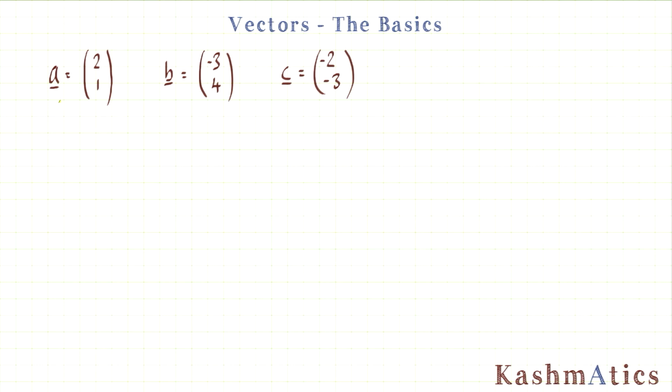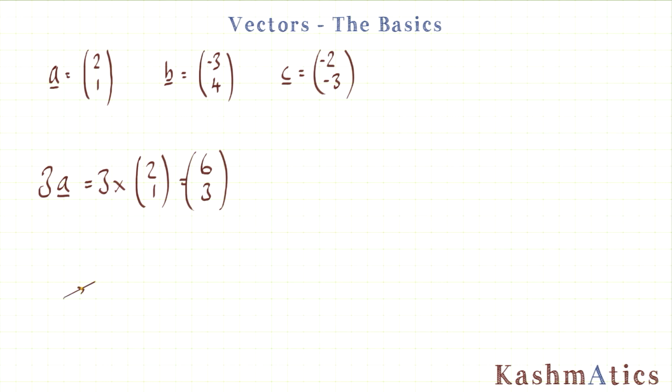So let's say we've got this vector A, and that's (2, 1). B is (-3, 4), and C is (-2, -3). So if I wanted to do 3A, for example, that actually means 3 multiplied by this vector. All you do is you multiply the numbers in this vector by 3, and that would equal (6, 3). Now let's see how that would work with a diagram. So if I've got (2, 1), that would be that vector there.